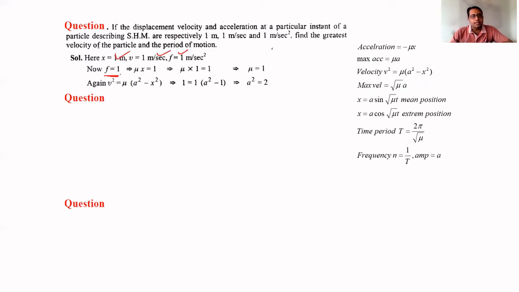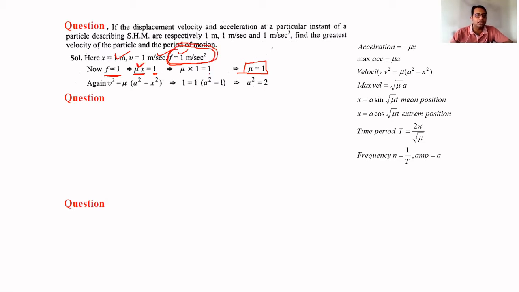So f is 1, acceleration is 1, and the value of acceleration is mu x. So mu x is 1. That means your mu is equals to 1. Because the value of acceleration is given in magnitude. It is the magnitude of the acceleration. So magnitude of acceleration is positive mu x.